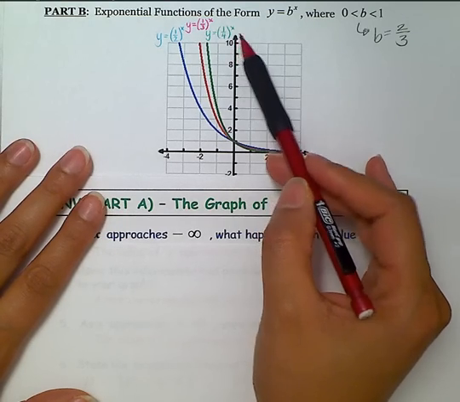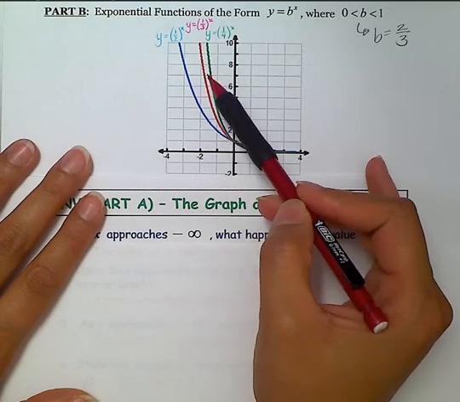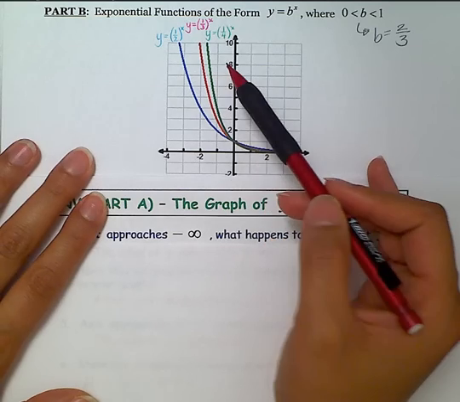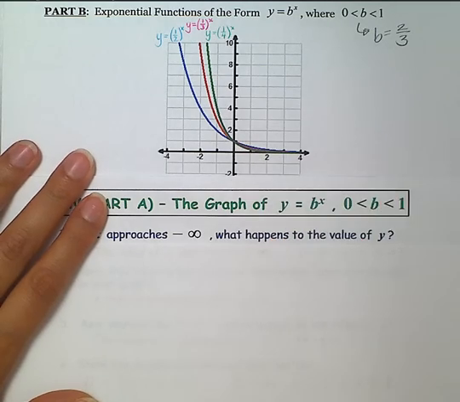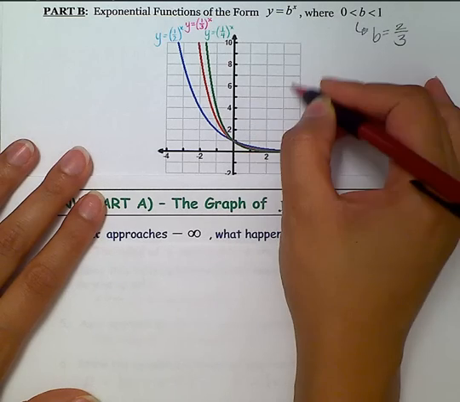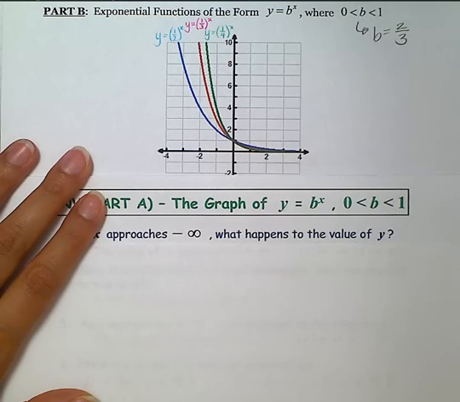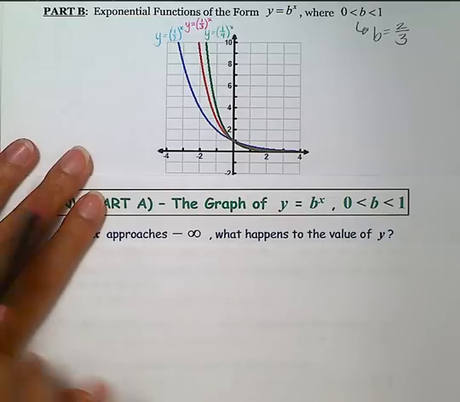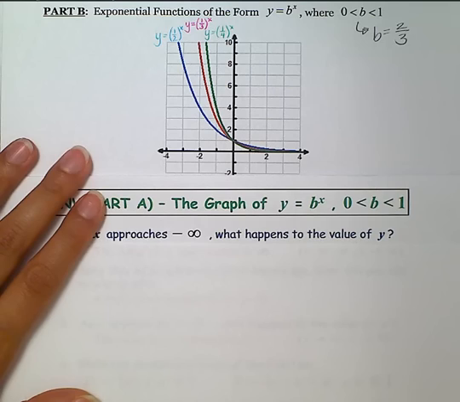And you'll notice that the shape of the graphs are slightly different. Some graphs are more steep than the other. And you'll also notice that the graphs have changed direction versus what we saw in part A. So in part A, we saw graphs that went up and to the right. But in part B, we're noticing that when the base is between 0 and 1, the graph is coming down and to the right. So they're actually decreasing functions instead of increasing functions. Okay? We'll talk about why that happens in a couple of minutes.